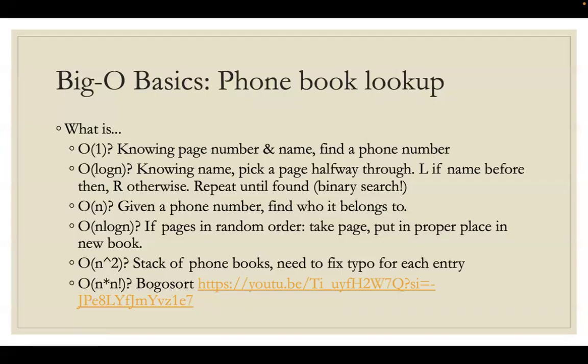Bogosort is a well-known terrible sorting algorithm where if you've got things in your list, first you shuffle them, then you check if it's sorted. If it's not sorted, you shuffle them again, and then you check if it's sorted. If it's not sorted, you shuffle and repeat until it's finally sorted. It's terrible. So one of your extra credit assignments, if you choose to accept it, is to write something worse than Bogosort.